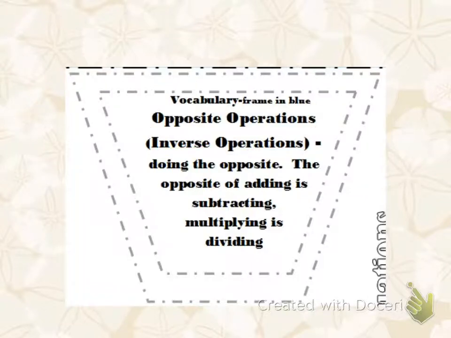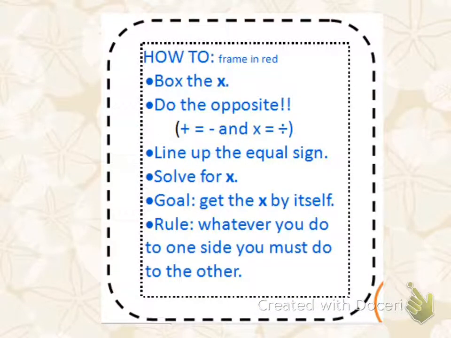Now the next thing are a few how-to steps. You probably won't understand everything that I'm going to tell you right now, but you will in a minute. But just know that you have this bit of information. It's very important. So in order to solve them, the first thing you're going to do is box the x. What that means is you're going to draw a box around the x and whatever is on the same side of the equal sign with it.